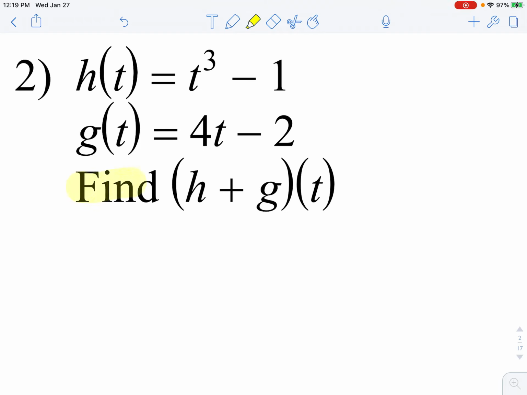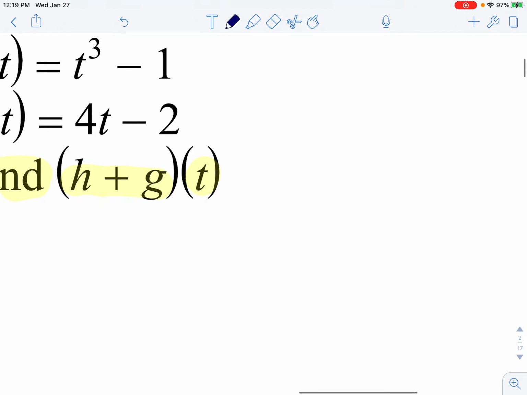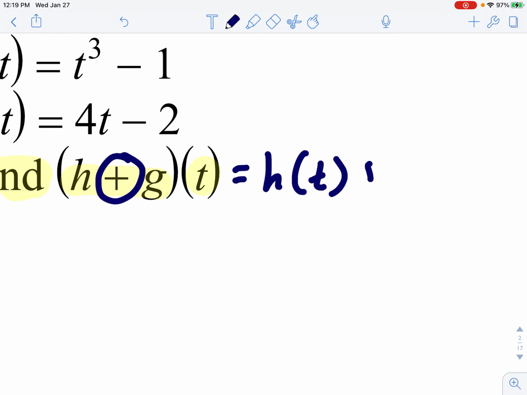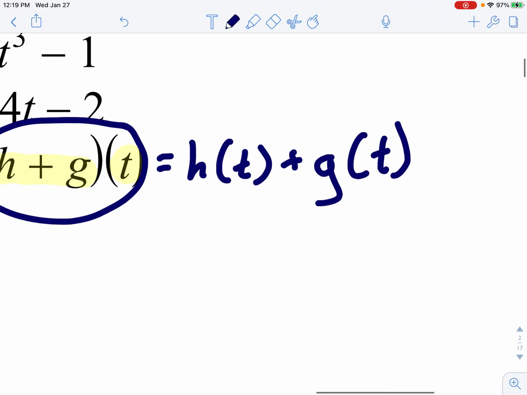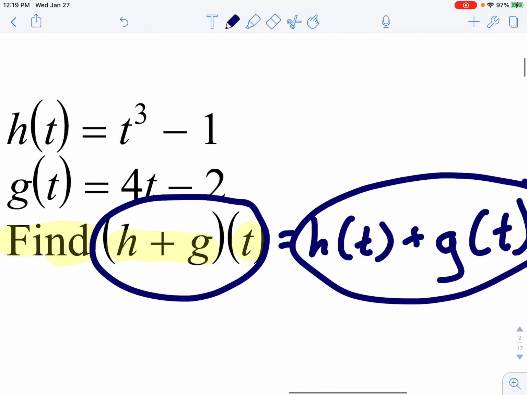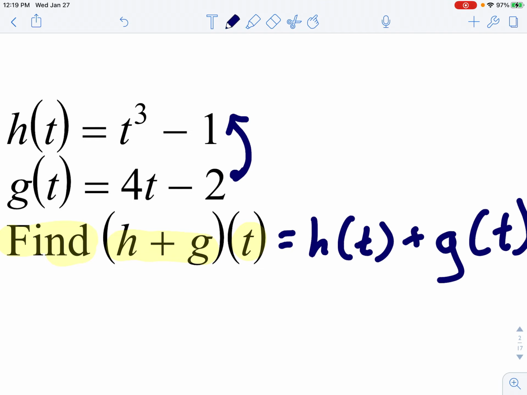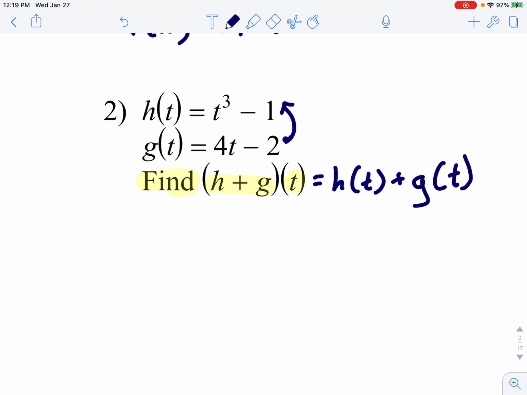Number 2 says find h plus g of t. This is basically asking us to take the function h of t and add it to the function g of t. So what's written right here literally means add these two functions together. Some of this work you can probably do in your head, but I'm going to write out all the steps because that's how I do things. To add these together, I'm going to bring down the first one and add it to the second one.